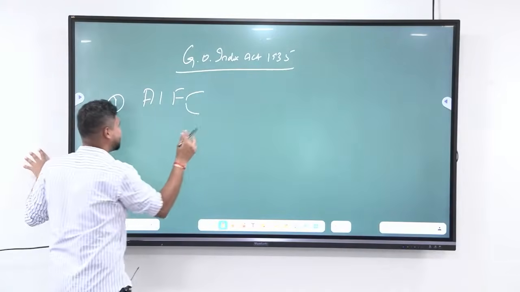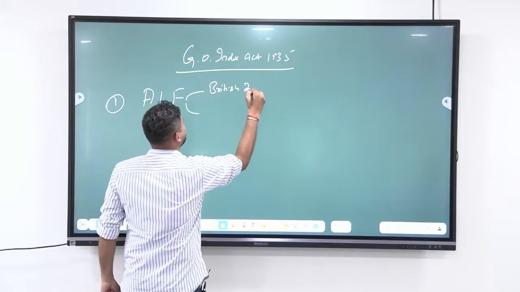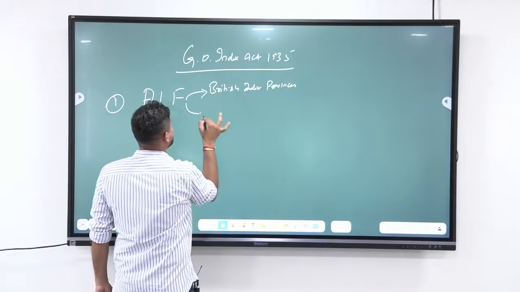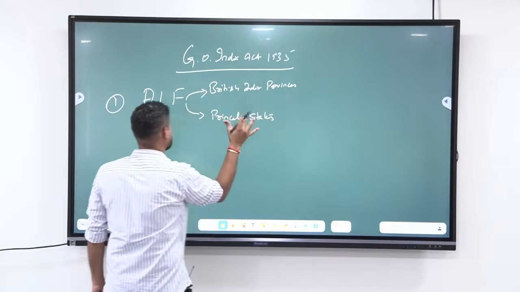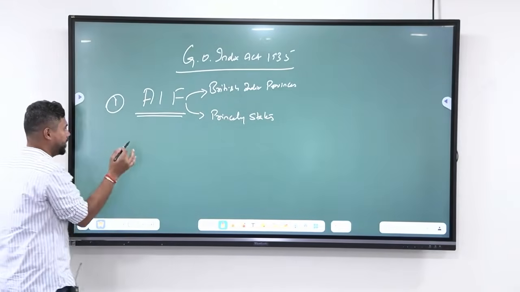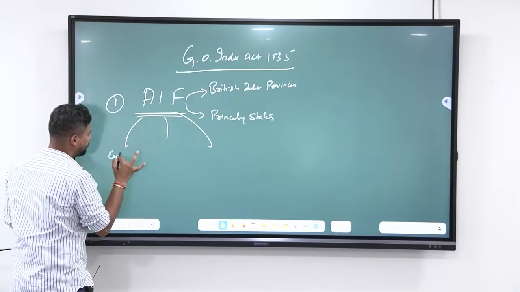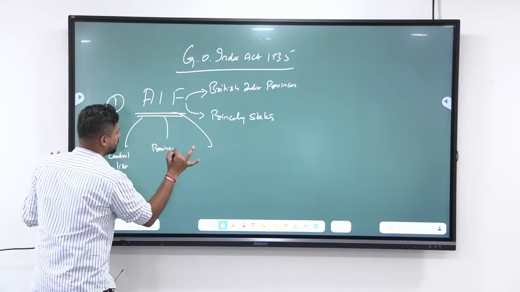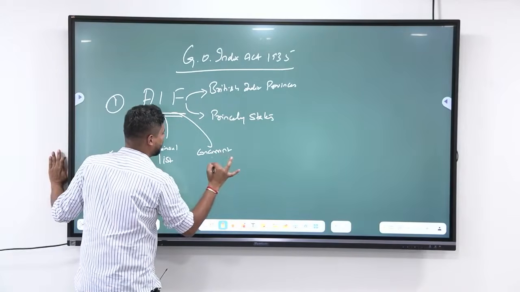When they say federation, there has to be several units. What are the units? One is British India provinces, and the second is princely states. So they want to bring these different units of princely states and British India provinces and make them as one All India Federation. And when they want to make them as one All India Federation, they will create what you call as the central list, the provincial list, and then you have the concurrent list.